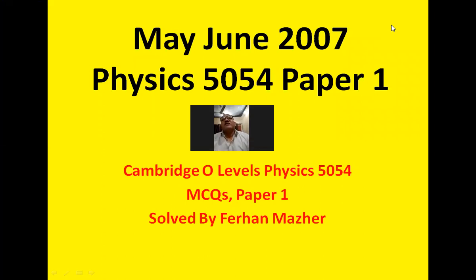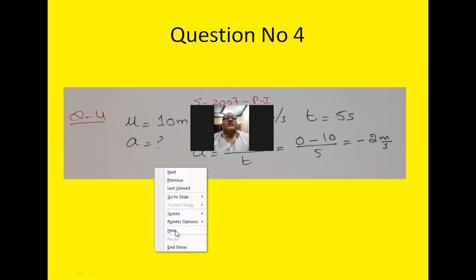And today we have selected May-June 2007, paper 1. And this is basically zone 2 paper. At that time in 2007, there were no zones. So we call it zone 2. So let's start this paper. And this is MCQ paper. Hopefully you will enjoy this.